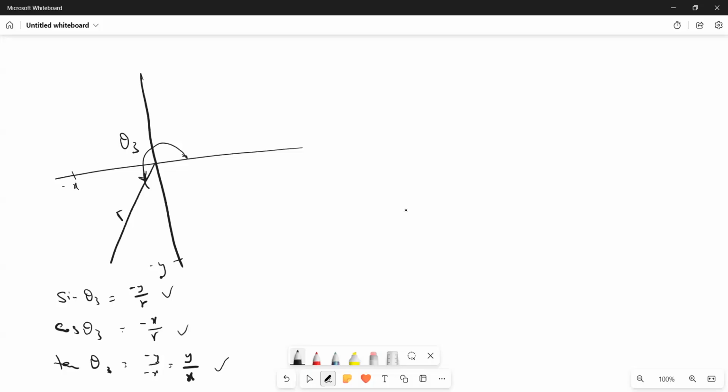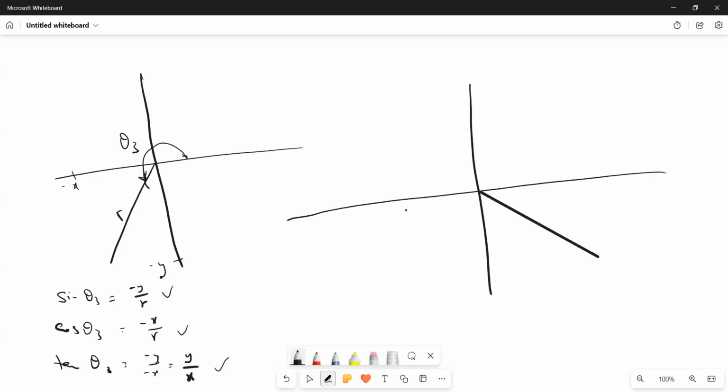And similarly, let's go to this last one because we came this far. Take an angle that is in the fourth quadrant. Let's call that theta 4.